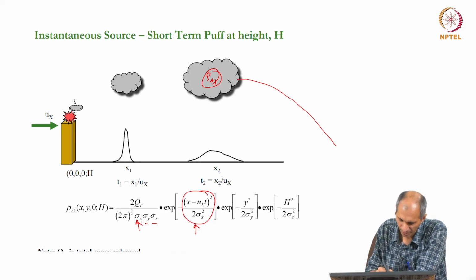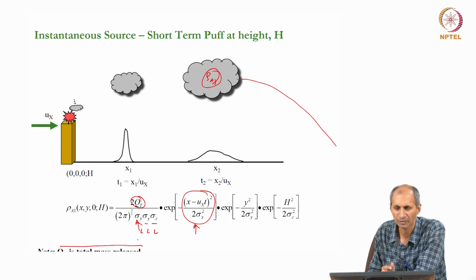So, here, because there are 3 L's here, this is no longer QT, this is no longer a rate term. This QT really is M, total mass released. We have retained the term Q because it is the same as the previous one, but it is not a rate, it is mass.